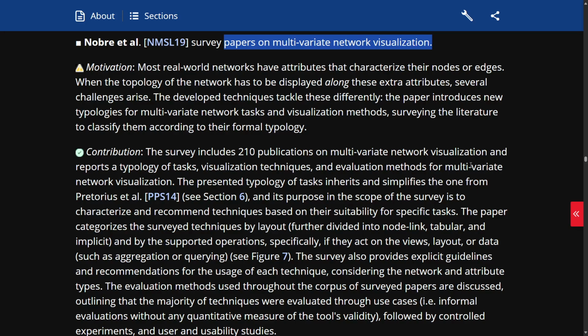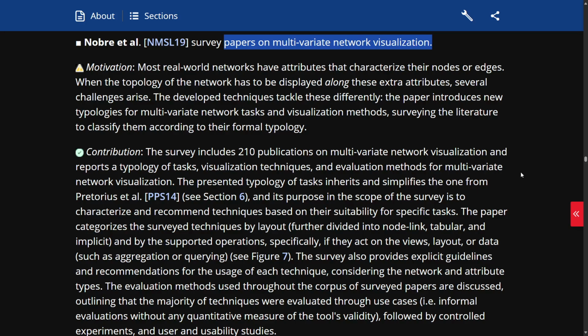When the topology of the network has to be displayed along these extra attributes, several challenges arise. The developed techniques tackle these differently. The paper introduces new typologies for multivariate network tasks and visualization methods, surveying the literature to classify them according to their formal typology. Contribution.